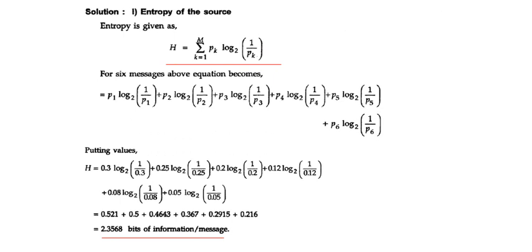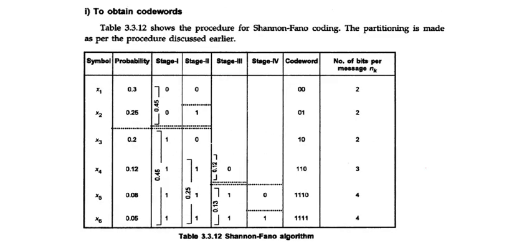Next, to calculate efficiency we require average code word length. To obtain average code word length, first we need to generate code words by using both Huffman and Shannon-Fano coding. So first we are constructing code words by using Shannon-Fano coding. In both Shannon-Fano coding and Huffman coding, first we need to arrange all symbols in decreasing probability order. So according to decreasing probability, the symbols are arranged from x1 to x6.